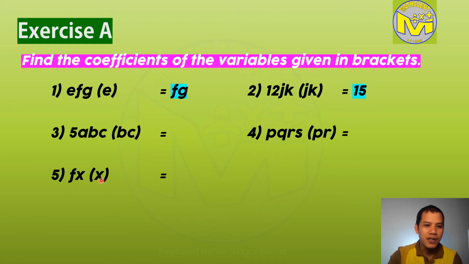Number five. In fx, what is the coefficient of x? Wow, it is very easy. It is f, right? Next number. Number six. Z is in the bracket. What is the coefficient of Z in 8Z? Obviously, there are only two, so it is the number 8. It is number 8. Very good.